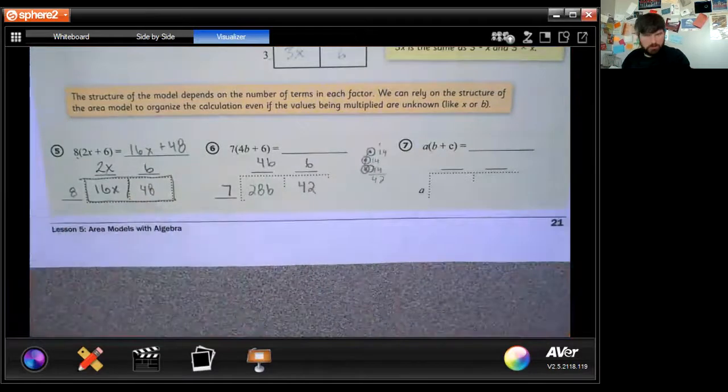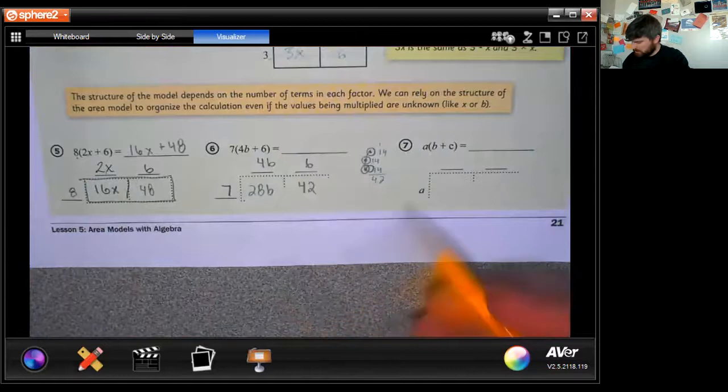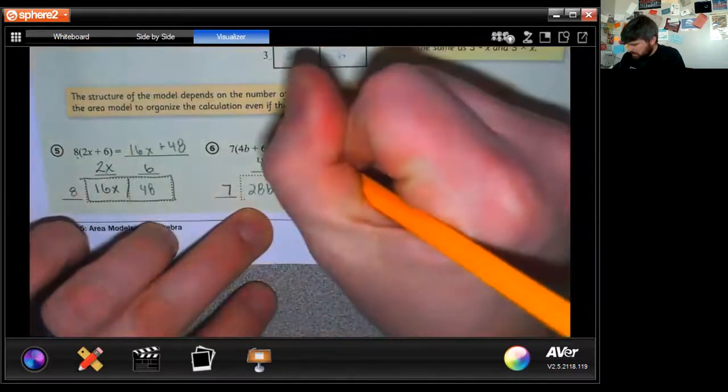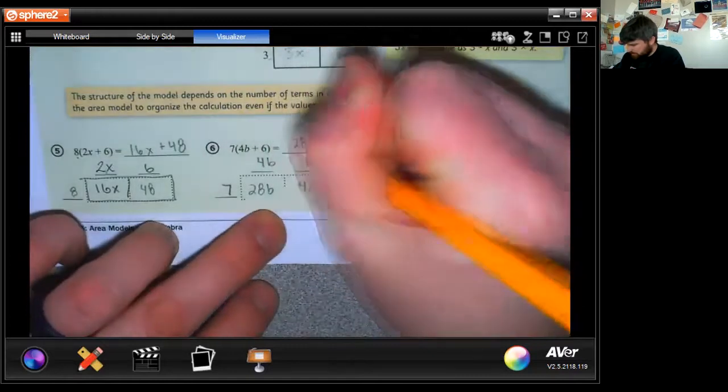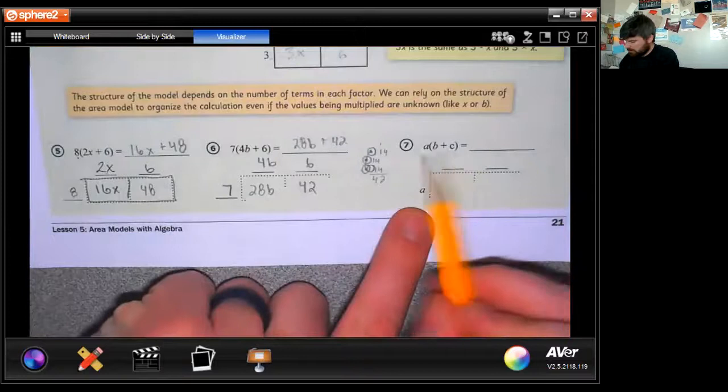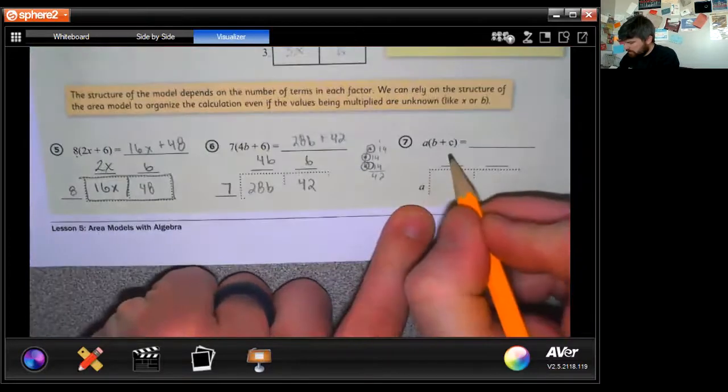Those are for people who may not memorize all of them. Okay, this is some quick dot math to help you out. So you got 28b plus 42. Okay, now we just have letters. So you got A, B, and C.